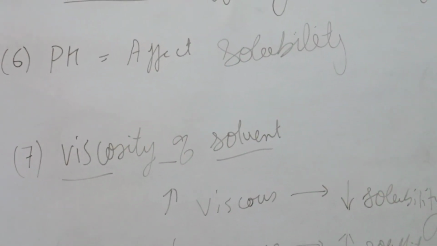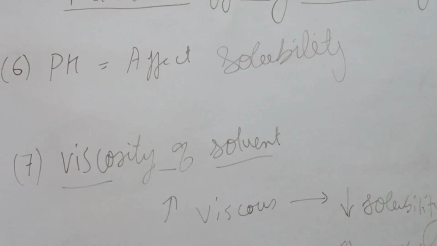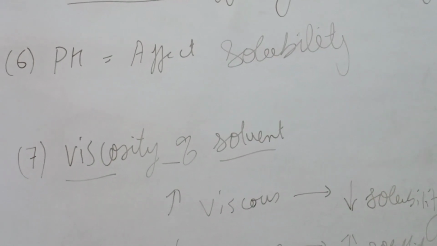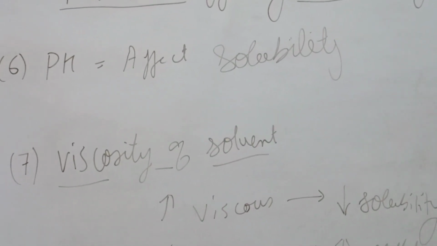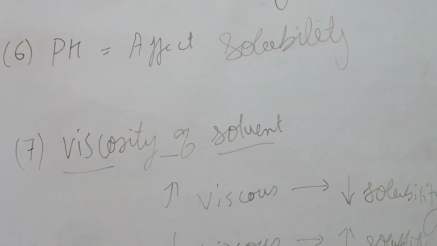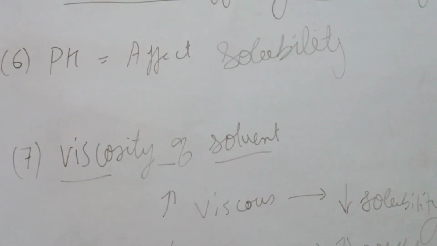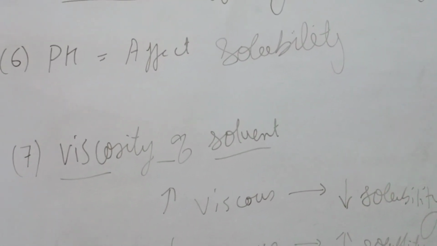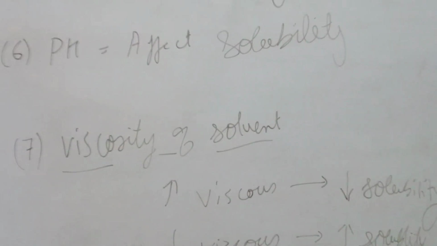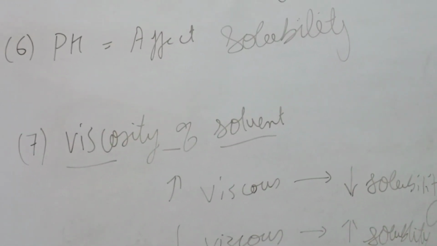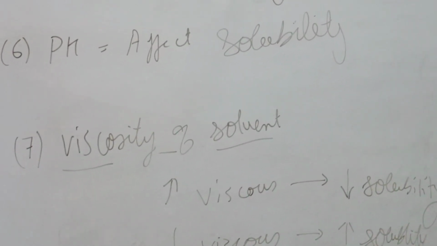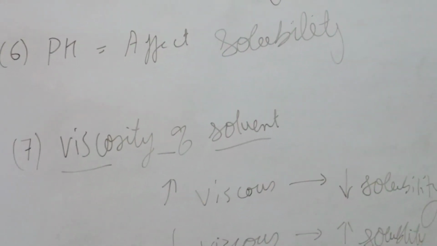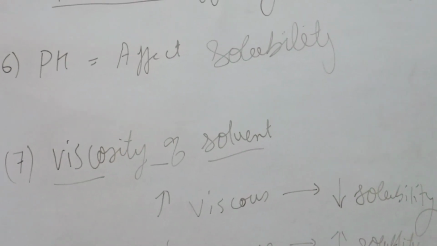So let us discuss pH, the next factor which affects the solubility. Like other factors, pH also plays an important role in determining the solubility of a given solute in a solvent. Although the role of pH is limited, and it is reserved for certain chemical processes where a particular pH is required to dissolve a solute in a solvent, pH is still an important factor which affects solubility.